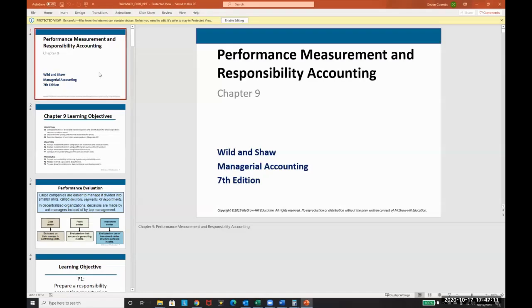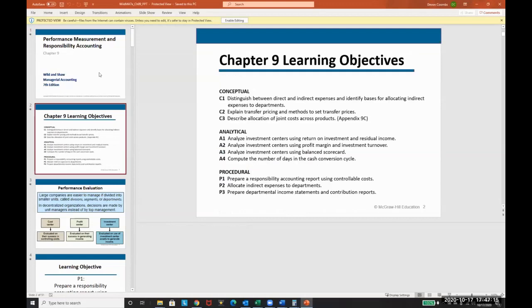So in this chapter, we're going to be talking more about performance measurements and responsibility accounting. The goal here is to distinguish between direct and indirect expenses and identify bases for allocating these between departments. So we're really talking about departmental accounting when we talk about responsibility accounting. Talking about joint costs across products, transfer pricing, and how we set prices.